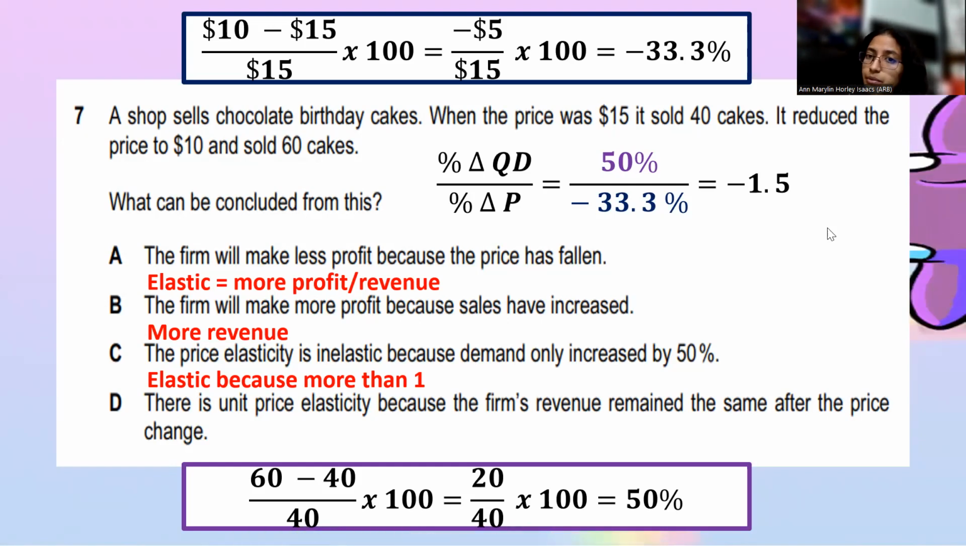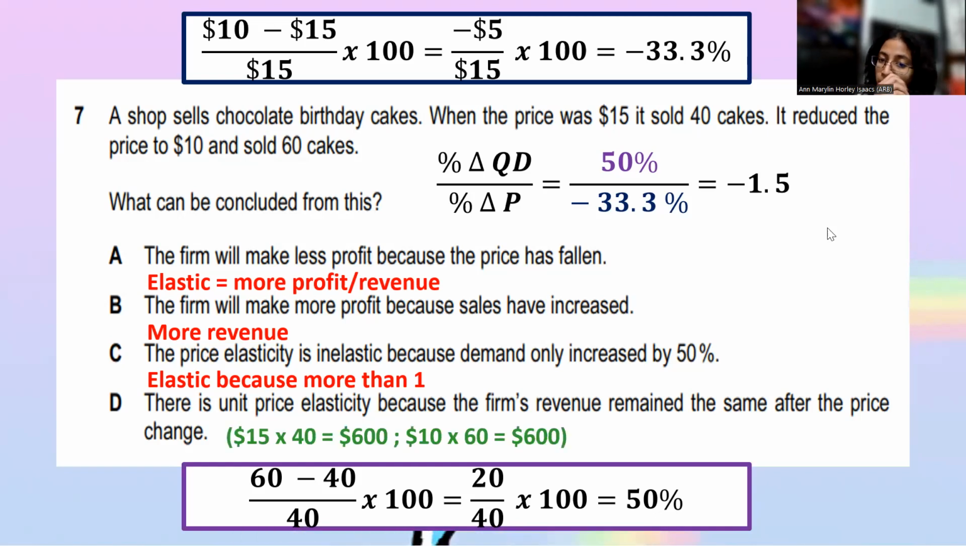Okay. So when you sold at $15 and sold 40 cakes, 15 times 40, your revenue is 600. And when you reduced it to 10, you sold 60 cakes, which means that you also have a revenue of 10 times 60, you also have 600. So if this is the case, regardless of price change, you're having the same revenue. That's when you have what we call a unitary elastic situation.